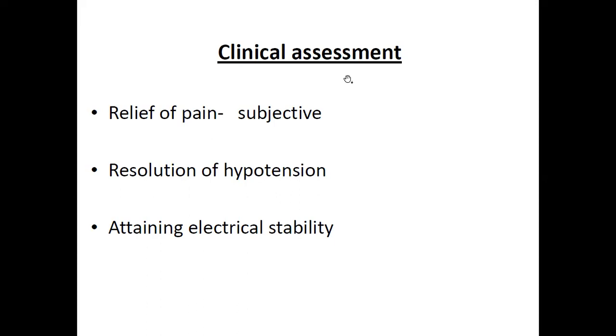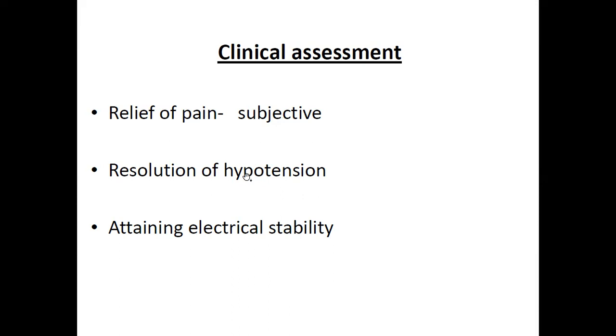Clinical assessment. The patient generally comes with chest pain, a diffuse chest heaviness or squeezing type of pain. After giving the thrombolytic agent, we assess the patient after 60 to 90 minutes. If after 60 to 90 minutes the pain has relieved, that means the block has cleared and flow is persistently maintained across the coronary artery. So relief of pain itself is an indication that the thrombolysis has been successful.